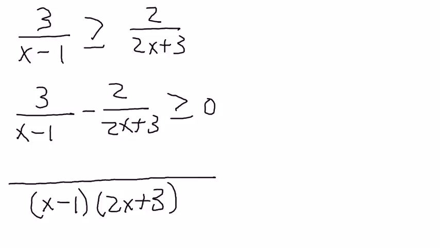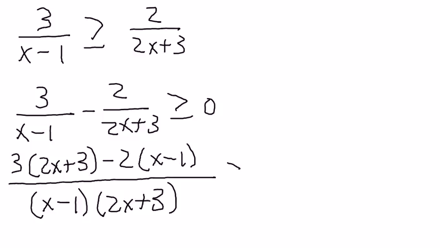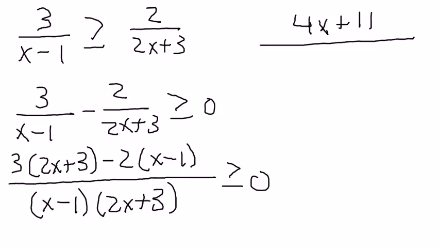The numerator I'm going to rewrite as 3 times 2x plus 3 minus 2 times x minus 1. It's greater than or equal to 0. When I simplify that, I end up with 4x plus 11 over x minus 1 times 2x plus 3. And that's greater than or equal to 0. Sorry. That's a greater than right there.